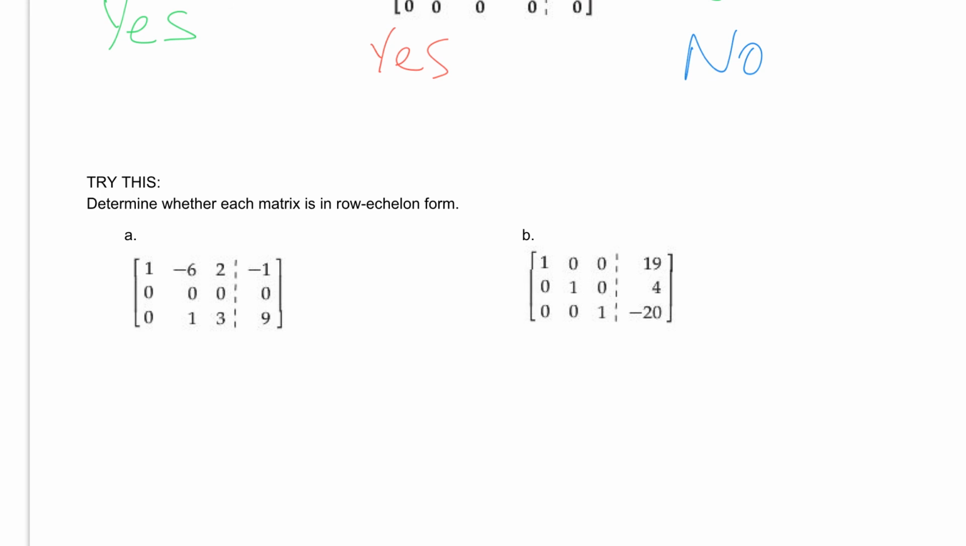If you did letter A correctly, you should have said no, and the reason for that is because our row of all zeros is not last. And letter B, you should have said yes. If you have any questions on this, please raise your hand and I'll come around and help.